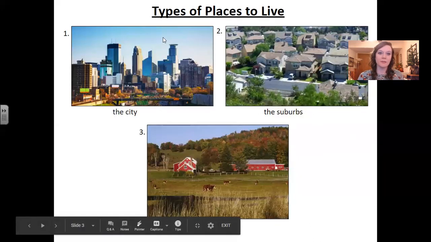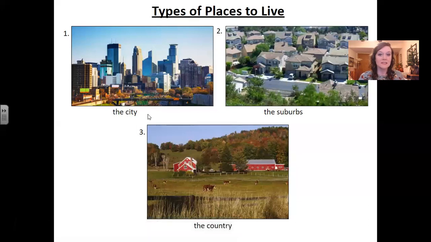Here are some different types of places to live. Some of you probably live in the city. The city. This is the downtown. Usually a lot of traffic and tall buildings. Here where we live in Minnesota, some examples of the city are Minneapolis, St. Paul. Those are the big cities.